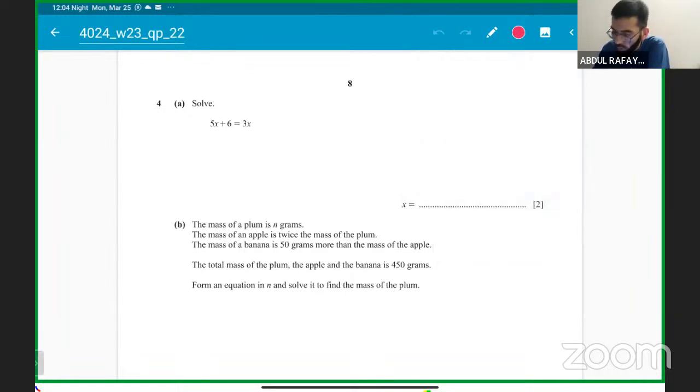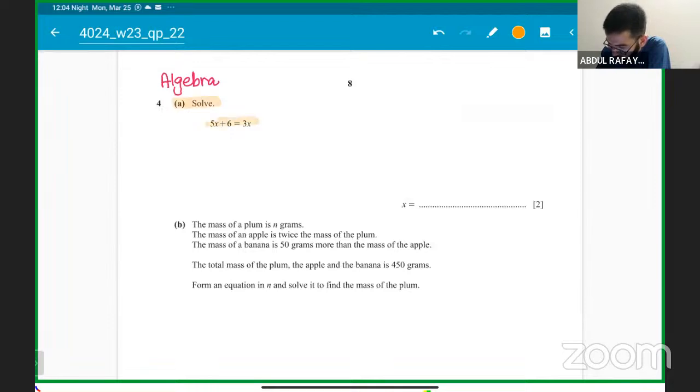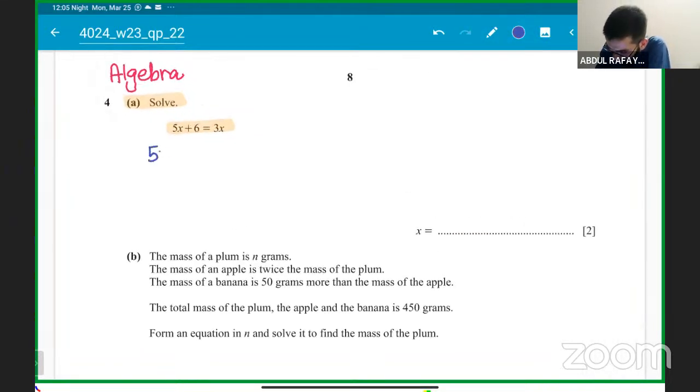Okay, very quickly. So question number 4 is, sir, basic algebra. No need to discuss on this, sir. We have to solve this. A student appearing for the May-June exam must know this very crystal clear, and no mistakes should be made at all. Okay, so 5x minus 3x will be the case, is equal to minus 6 will go there, sir.